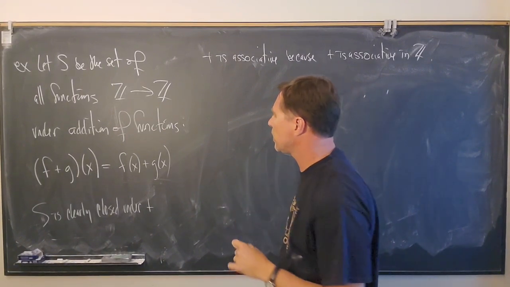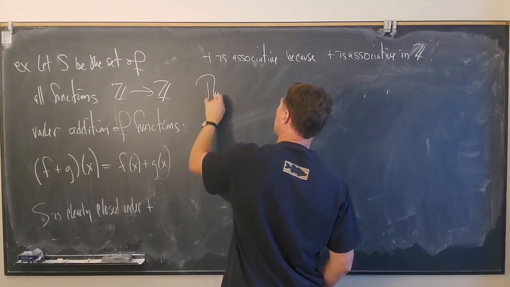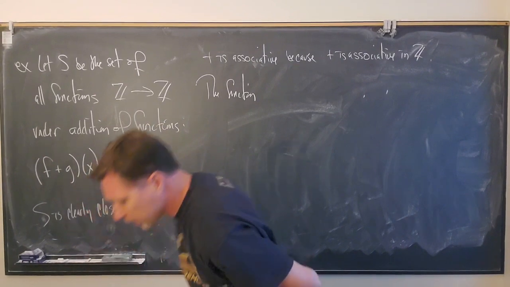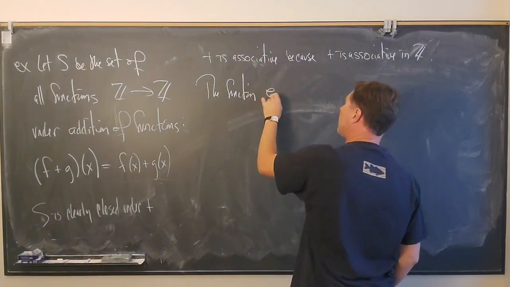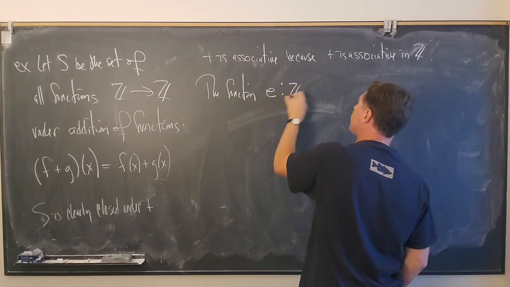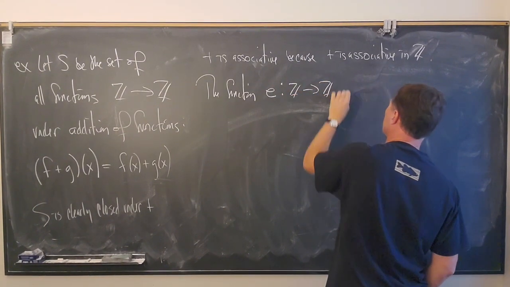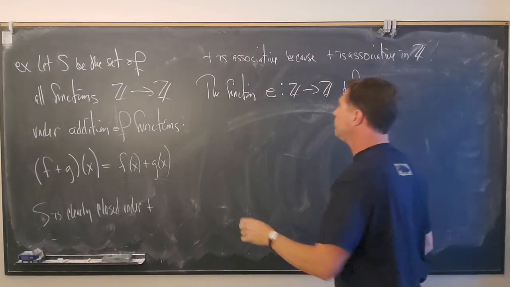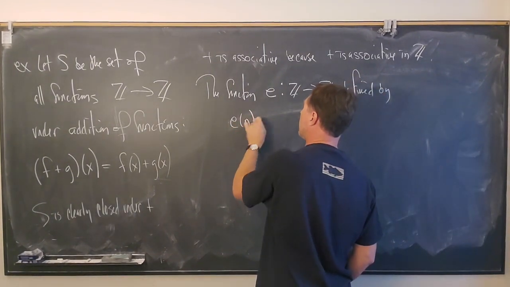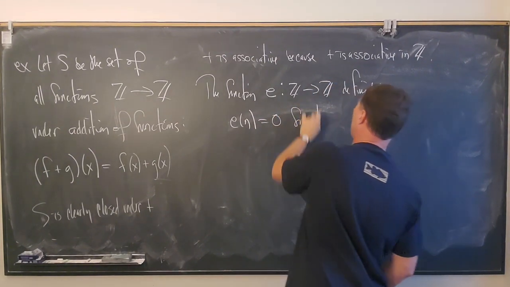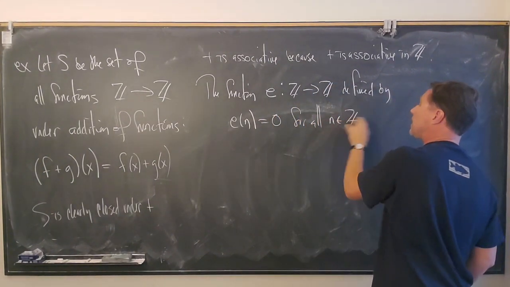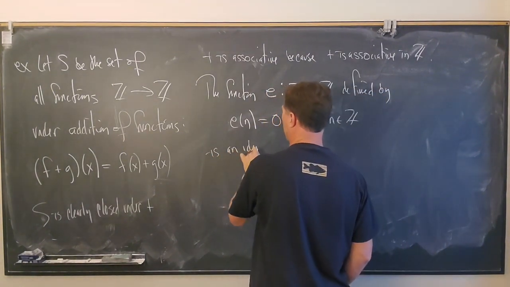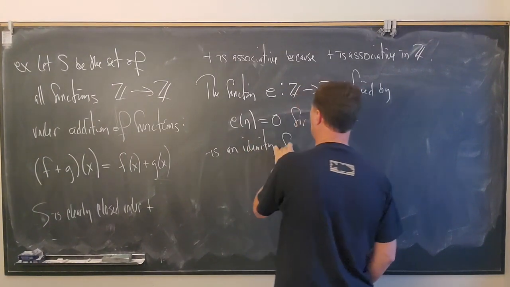Who's our identity function going to be? I didn't give it a symbol. What should we call it? E maybe? E from Z to Z, defined by E of n equals 0 for all little n in Z, is an identity for S.